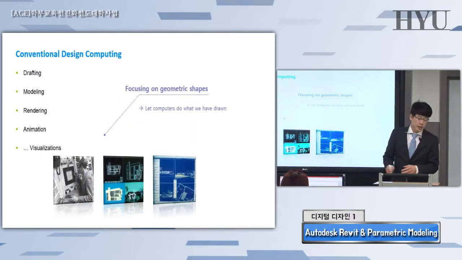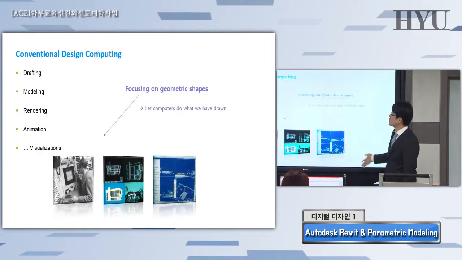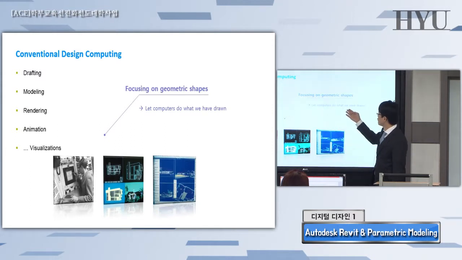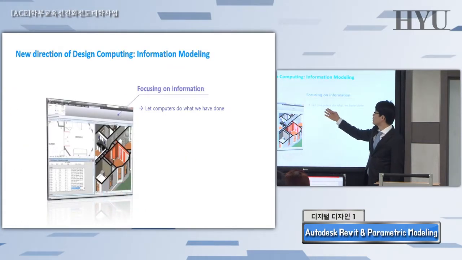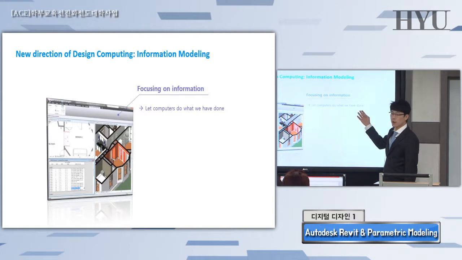So in terms of CAD history, I told you again and again, the CAD history. We have focused on geometric shapes, okay? Even by using computers, we let computers do what we have drawn. But in the BIM approach, we changed: let computers do what we have done, okay? What we have done for everything for the building life cycle, okay?